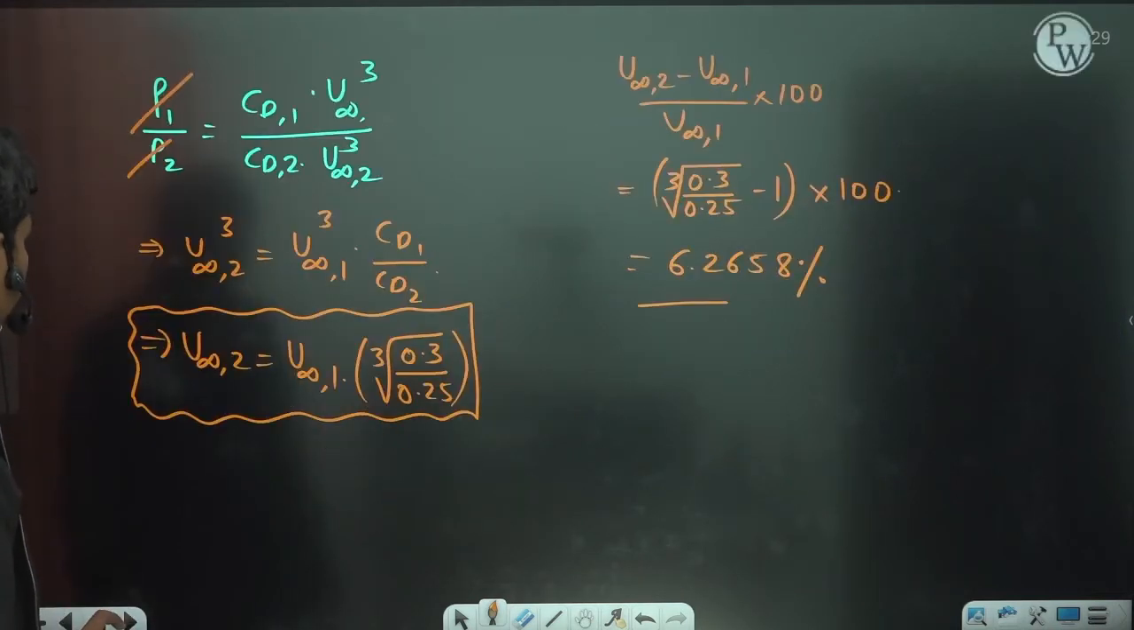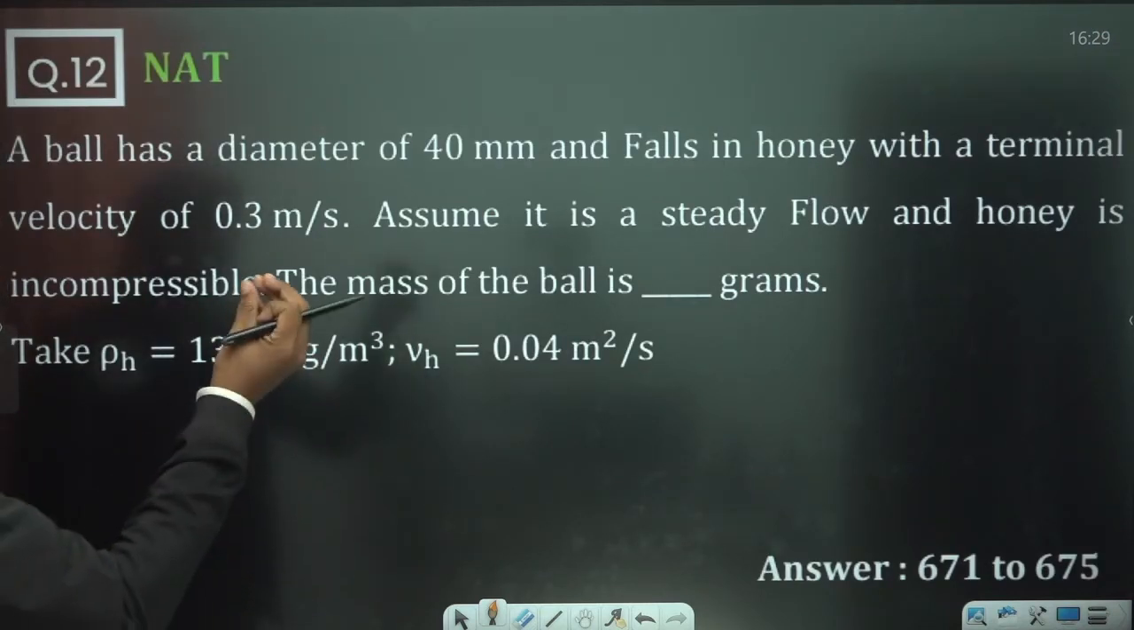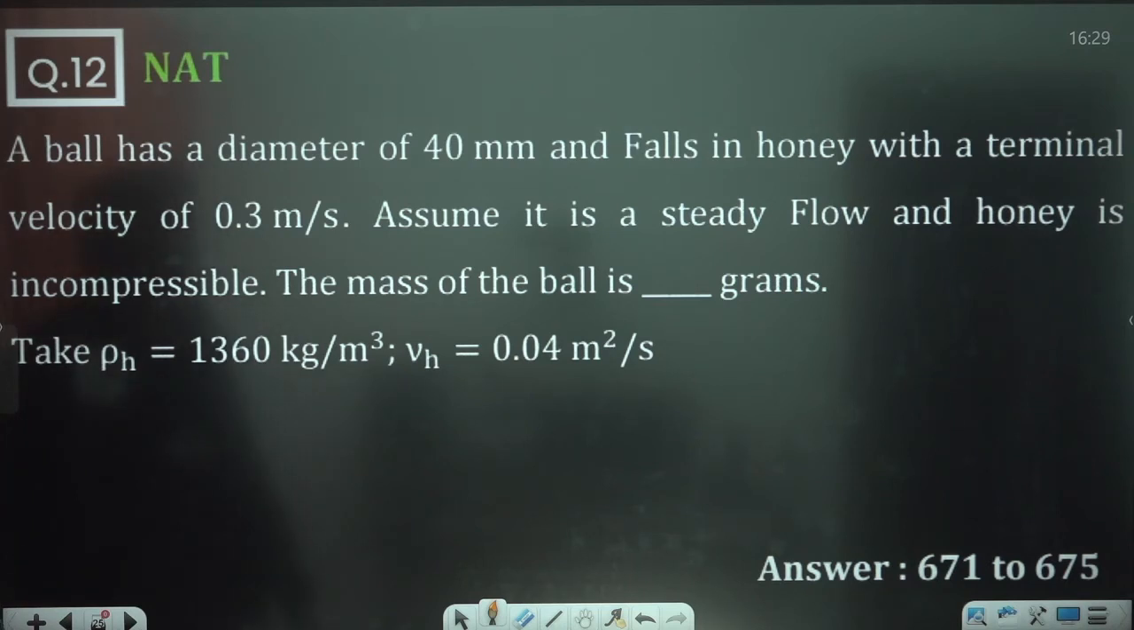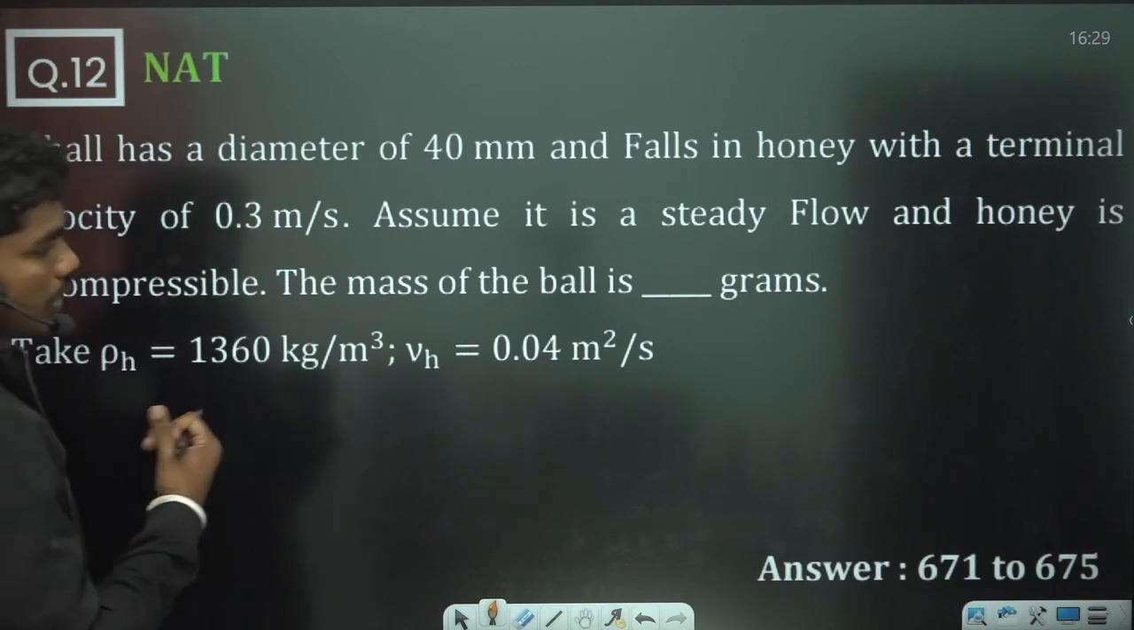Now let us go for the next question. A ball has a diameter of 40 mm and falls in honey with a terminal velocity of 0.3 meters per second. Assume it is a steady flow and honey is incompressible. The mass of the ball is dash grams.